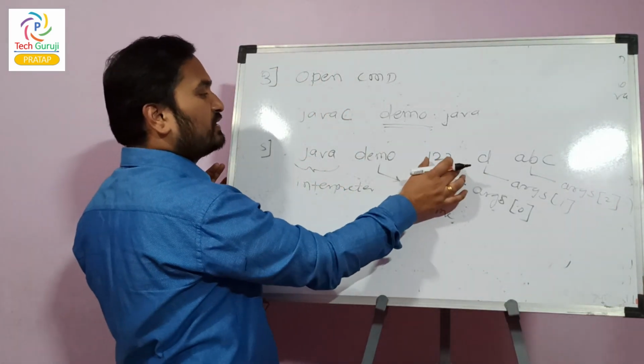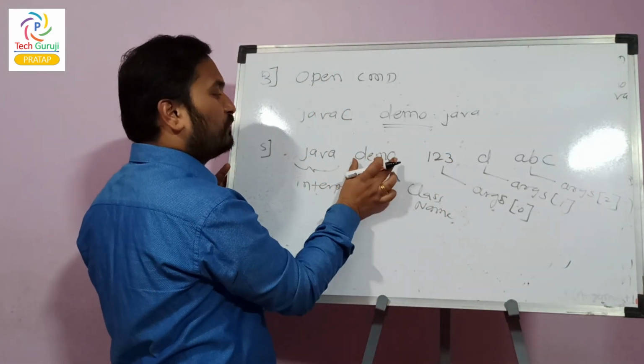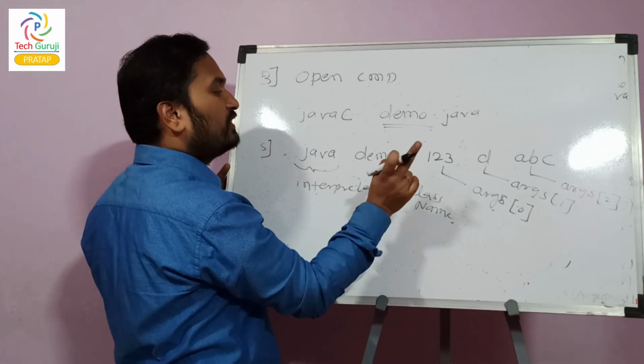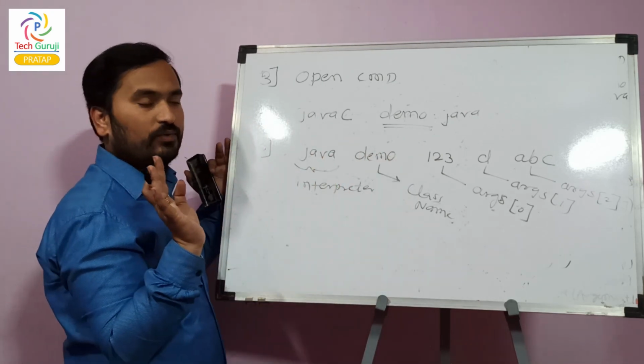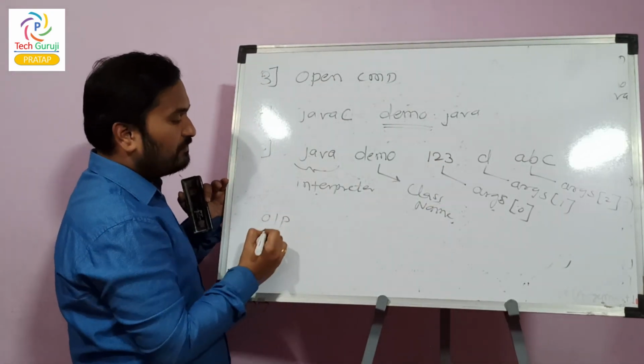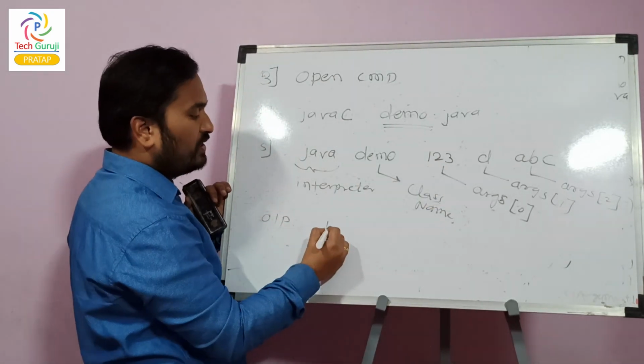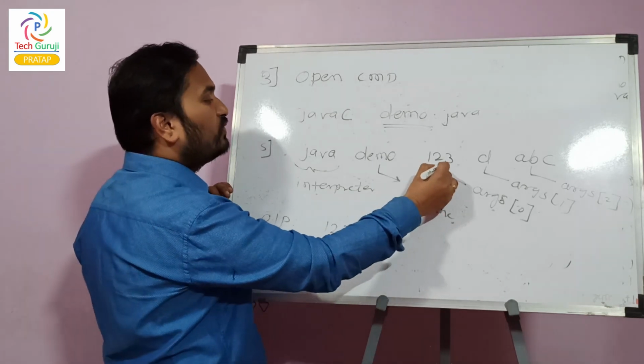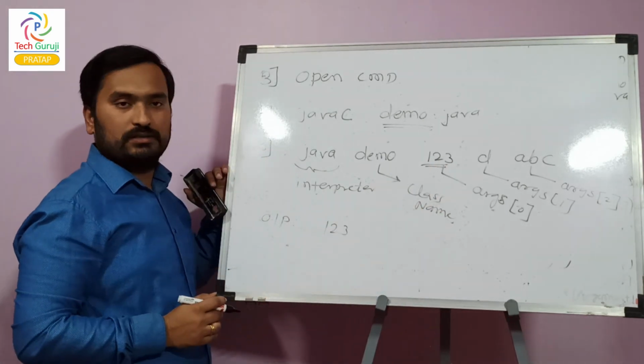We pass this data to the program. After that it will display the location 0 value. The location 0 value is 123, so the output of this program is 123, because 123 is considered as a string.